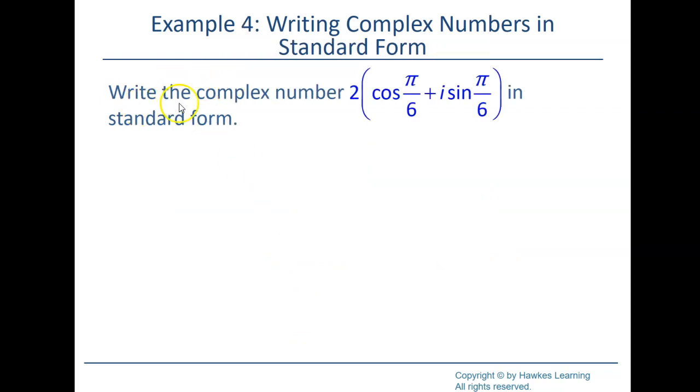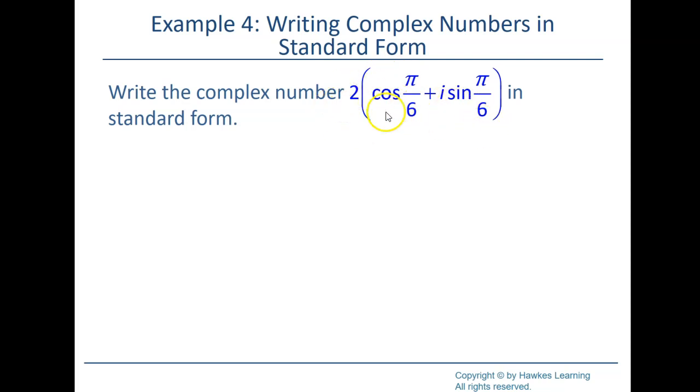Alright, write the complex number. So this is in polar form, and we want standard form. Well, the nice thing about this is it's literally just order of operations. So multiply this out. This is r cosine theta. This is r sine theta. There's your x part and your y part.